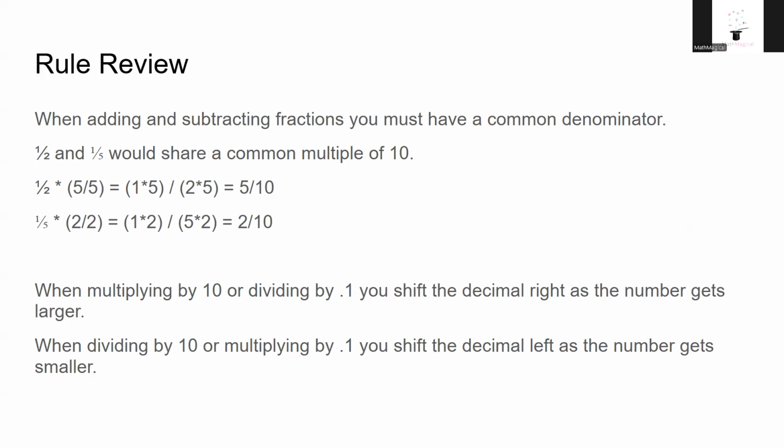Also, when multiplying by 10 or dividing by 0.1, we shift our decimals right as the number is getting bigger. When dividing by 10 or multiplying by 0.1, we shift our decimals left as the numbers are getting smaller.